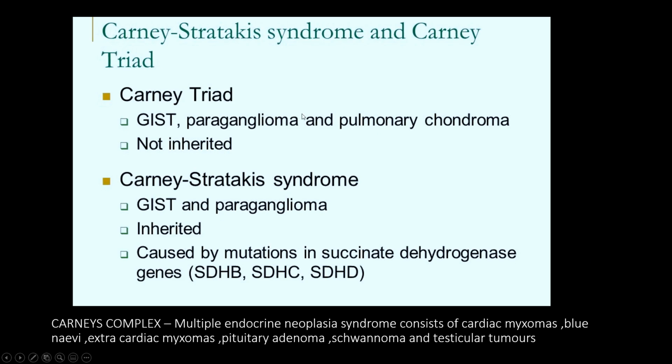So coming to Carney-Stratakis syndrome and Carney's triad, Carney's triad is GIST, paraganglioma and pulmonary chondromas, and it is sporadic and not inherited. Carney-Stratakis syndrome is GIST and paragangliomas, and it is inherited, caused by mutations in succinate dehydrogenase genes. And along with this, remember Carney's complex, which is different from Carney's triad and Carney-Stratakis syndrome. It is a multiple endocrine neoplasia syndrome, consisting of cardiac myxomas, blue nevus, extracardiac myxomas, pituitary adenoma, schwannoma, and testicular tumors.